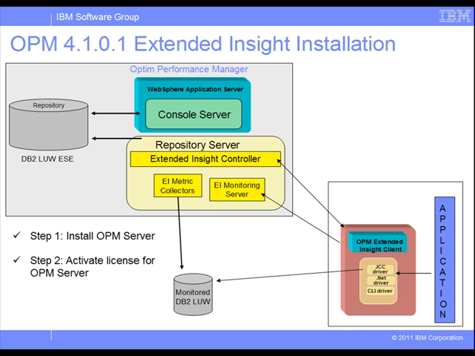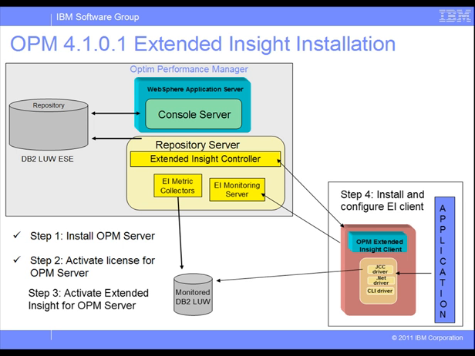With Optim Performance Manager Extended Insight, we can quickly identify performance issues by monitoring database response time as seen by the application. To use Extended Insight, first we must activate the Extended Insight server components by applying a license to the Optim Performance Manager server using the Extended Insight Activation Toolkit. This activation also enables the display of detailed metrics for workload management, another feature that is available with Optim Performance Manager.